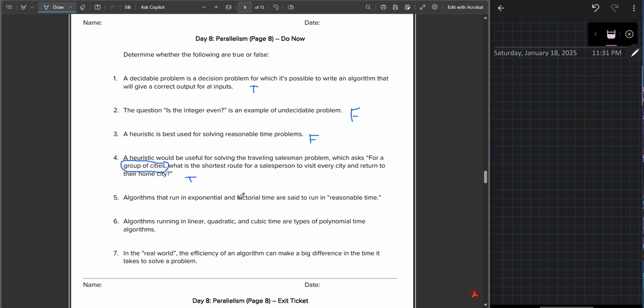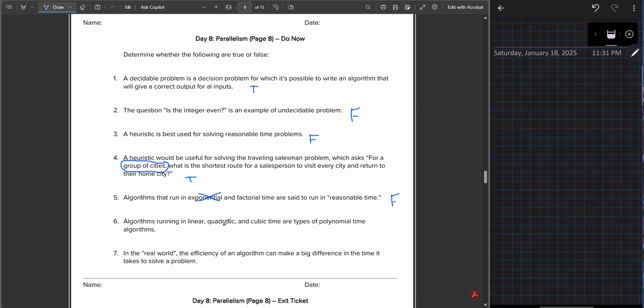Number five, algorithms that run in exponential time and factorial time are said to run in reasonable time. Exponential is slow, so this would be false. Remember, reasonable time is anything up to polynomial time.